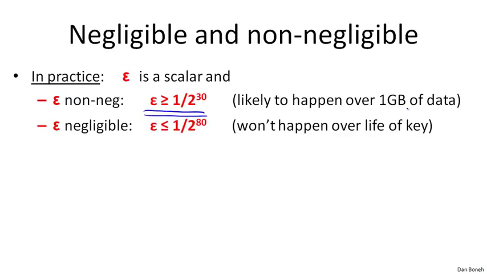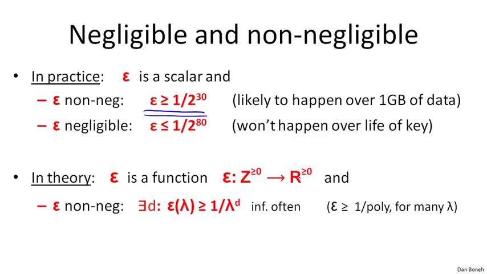On the other hand, we'll say that 1 over 2 to the 80, which is much smaller, is an event that happens with this probability, is an event that's actually not going to happen over the life of the key, and therefore we'll say that that's a negligible event. As it turns out, these practical definitions of negligible and non-negligible are quite problematic, and we'll see examples of why they're problematic later on. So in fact, in the more rigorous theory of cryptography, the definitions of negligible and non-negligible are somewhat different. And in fact, when we talk about the probability of events, we don't talk about these probabilities as scalars, but rather we talk about them as functions of a security parameter.